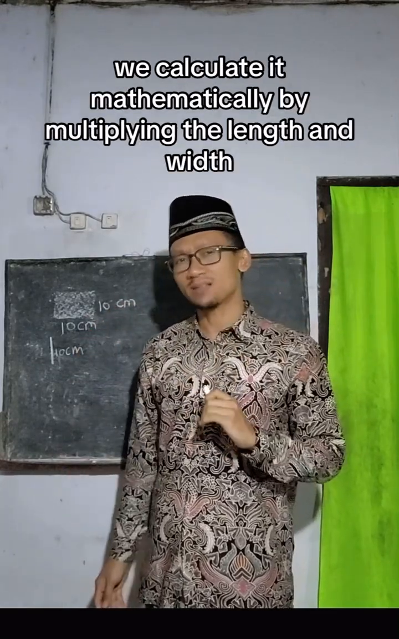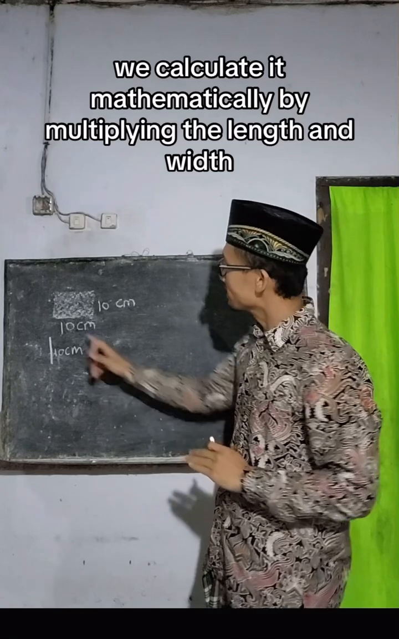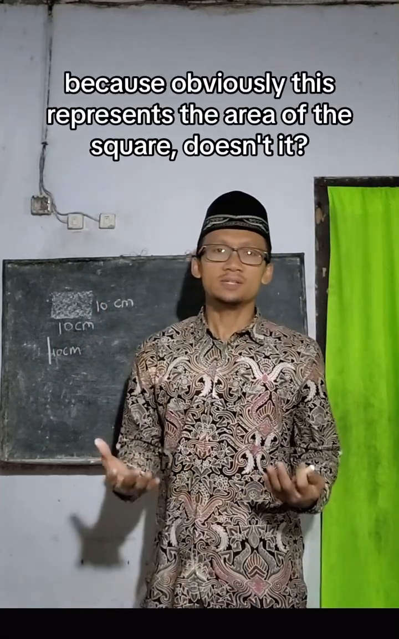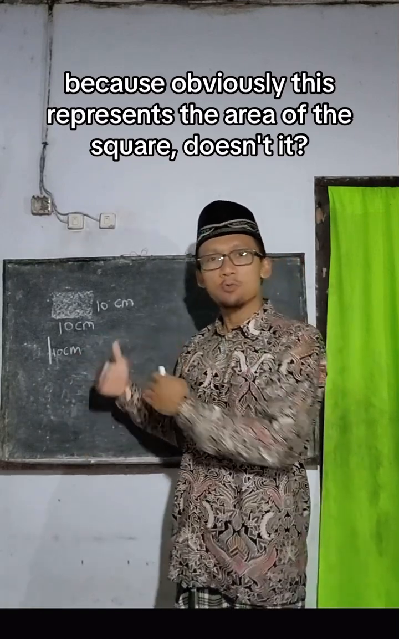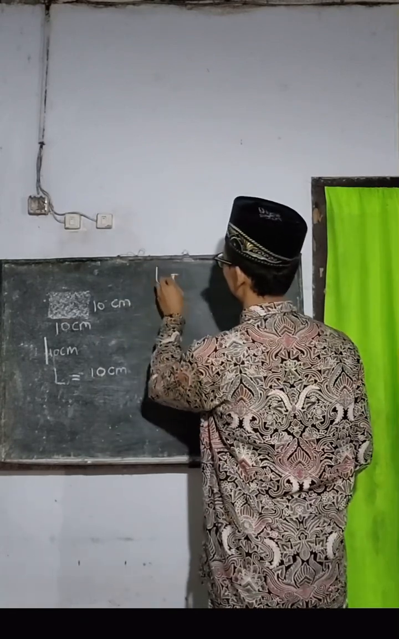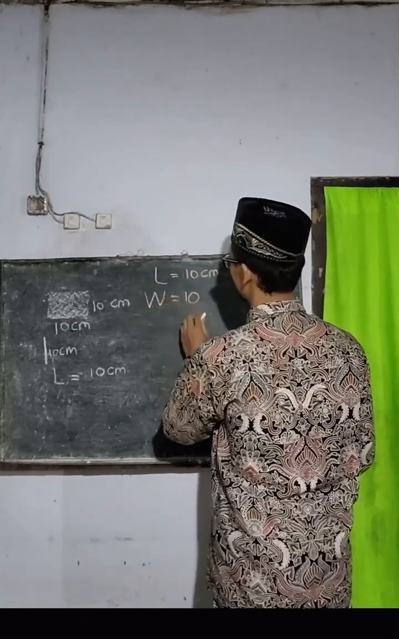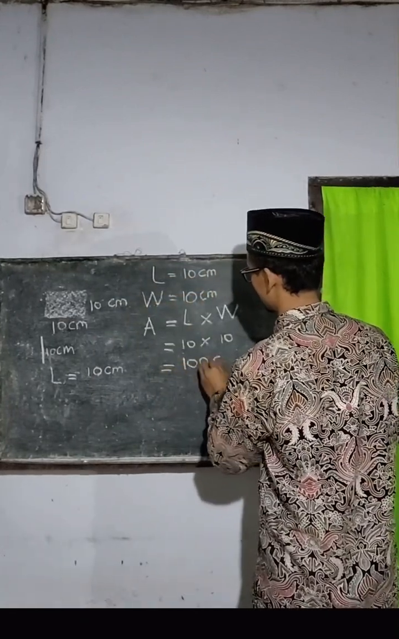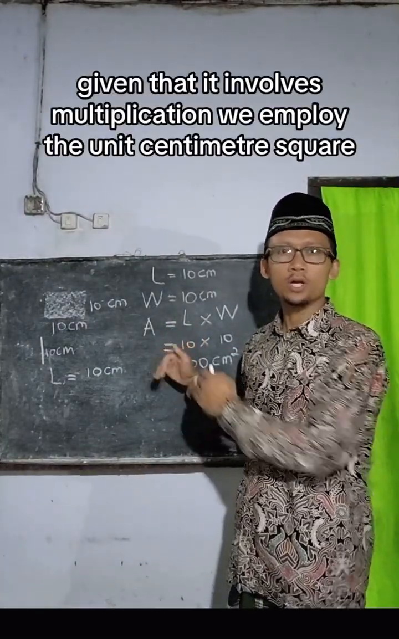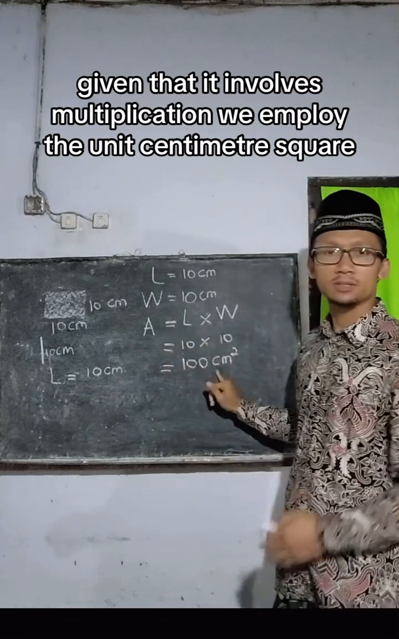We calculate it mathematically by multiplying the length and width, because obviously this represents the area of the square, doesn't it? Given that it involves multiplication, we employ the unit centimeter squared.